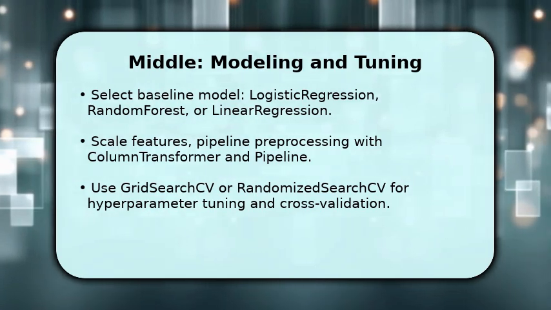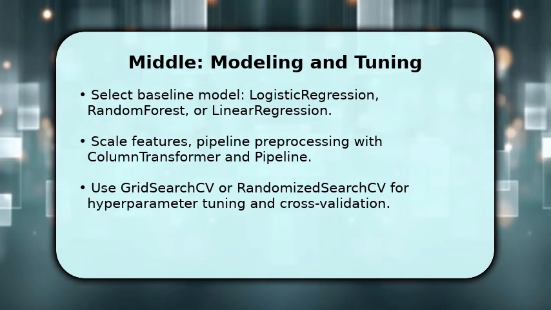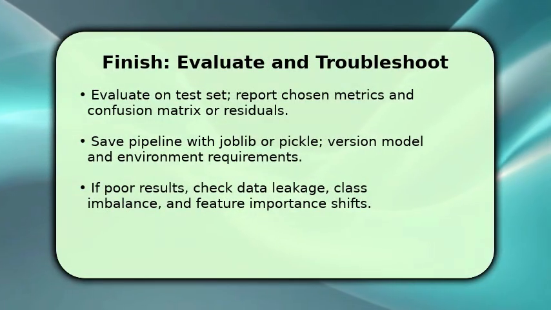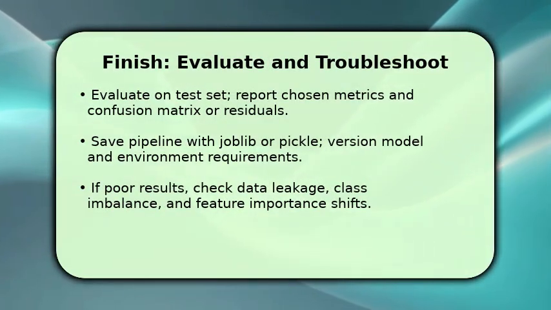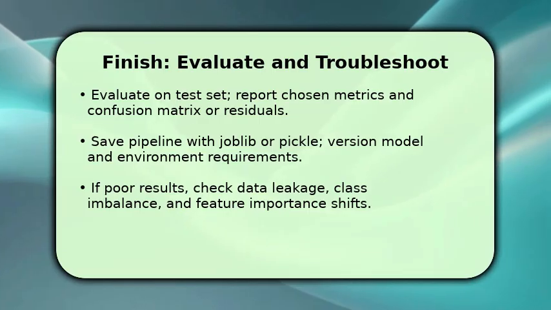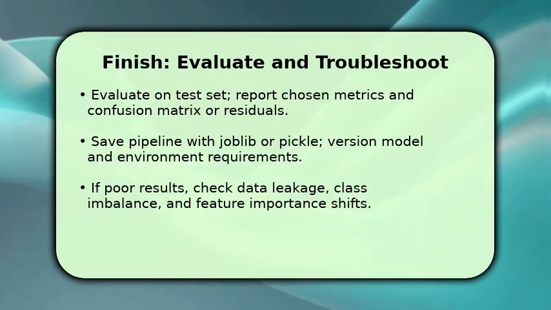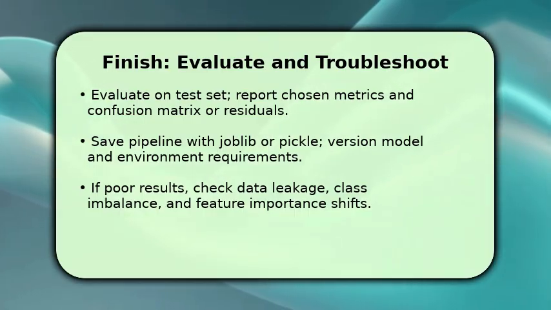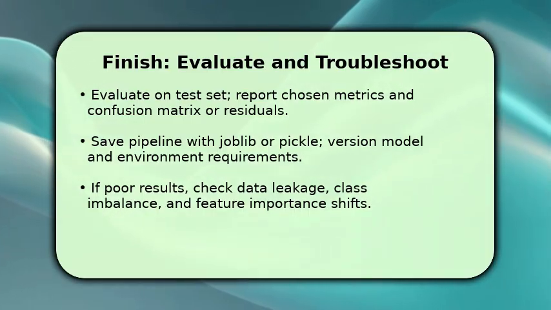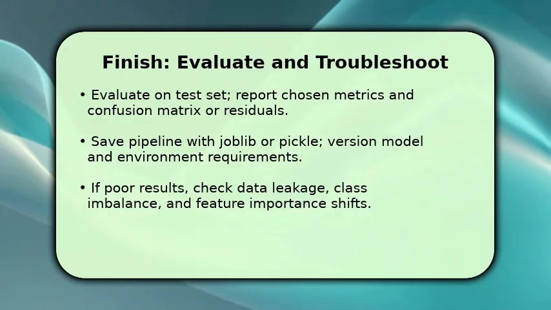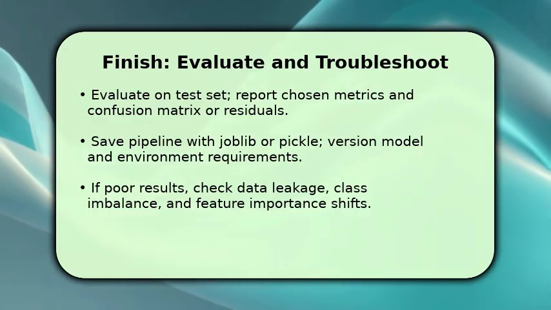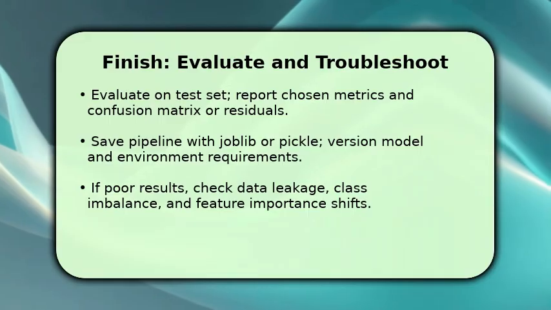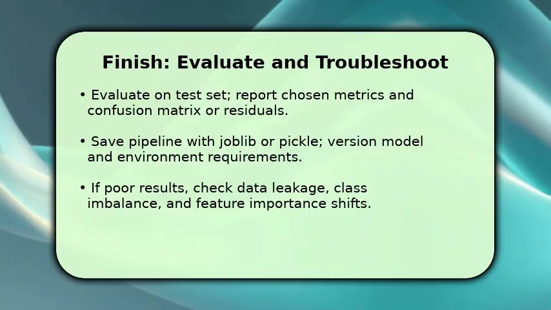You finish by evaluating the tuned pipeline on the test set and reporting clear metrics like ROC AUC or MAE, plus a confusion matrix or residual plot to visualize errors. Once satisfied, save the trained pipeline with joblib and record package versions in requirements.txt. If results are poor, investigate common issues: data leakage between train and test, severe class imbalance requiring sampling or class weights, or features changing distribution.